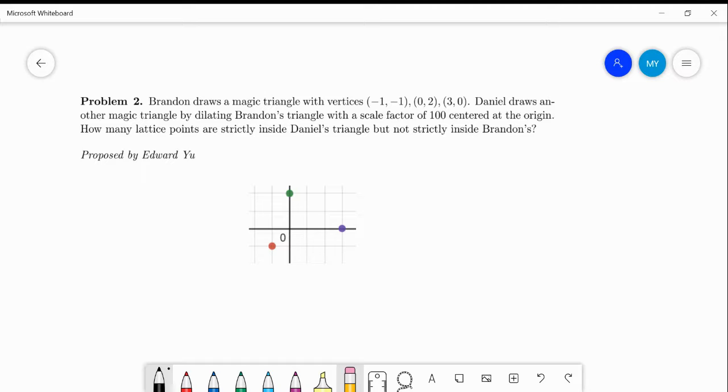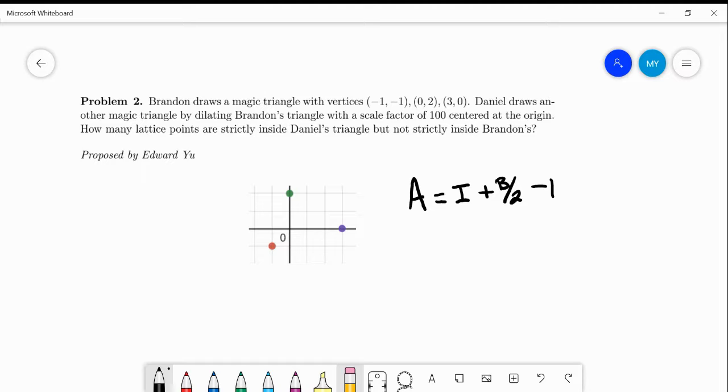So Pick's theorem says that for every polygon in the coordinate plane with lattice points as vertices, where lattice points are just points where both coordinates are integers in the coordinate plane, the area of the polygon, which I'm going to say A, equals I plus B over 2 minus 1. And what this means is that I is the number of points in the interior of the polygon.